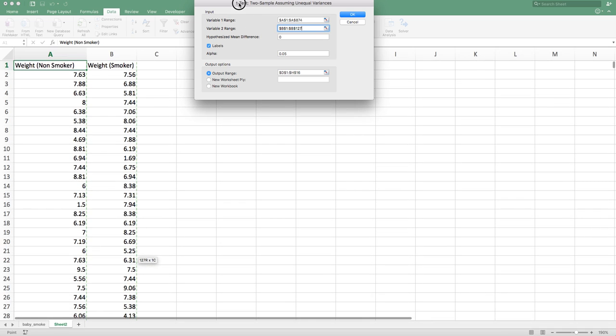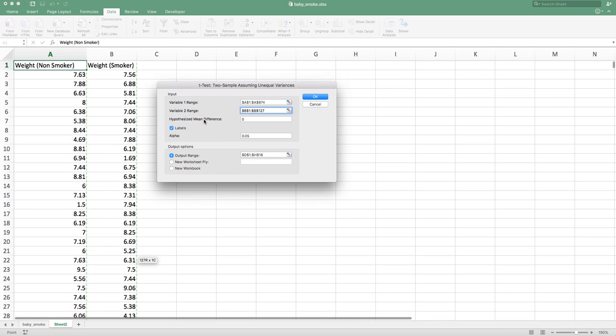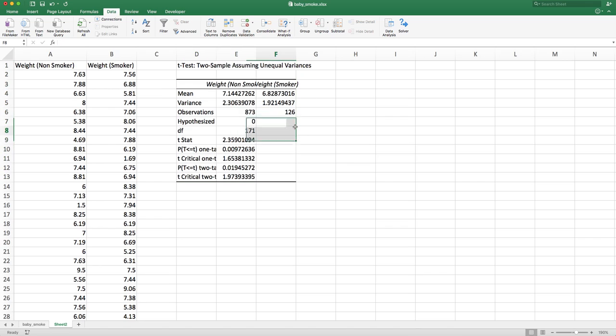Okay. Now the next step, hypothesized mean difference. Well, I'm going to be pessimistic about this and say, well, the babies from non-smoking mothers and the babies from smoking mothers, let's just presume that they have the same weight. In other words, a mean difference of 0. Otherwise, I'm presuming that there is some sort of impact. Let's just presume that there is no impact. And now my output range, I can put that anywhere, it doesn't really matter. I'm going to press OK and see what we get.